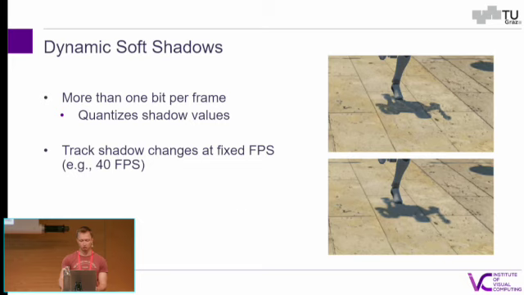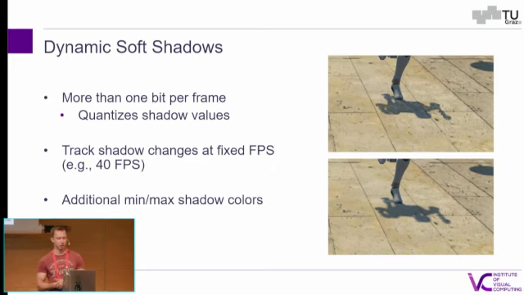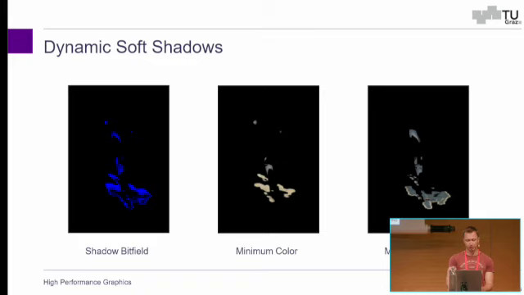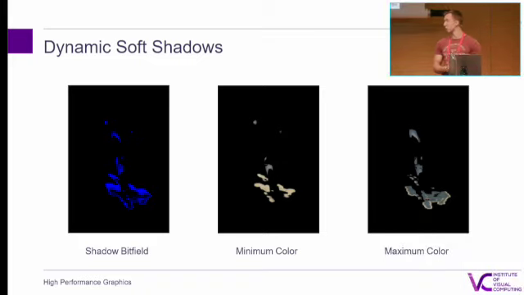to get good results. What I haven't mentioned is that, of course, to interpolate the shadow colors, we also need the minimum and maximum shadow colors that a pixel sees during the interpolation steps, and therefore we also have to send this additionally. This leads to more data, of course. However, as you can see, in most cases, this data is quite sparse, where here you can see an example of what the shadow bit field, the minimum color, and also the maximum shadow color looks like.